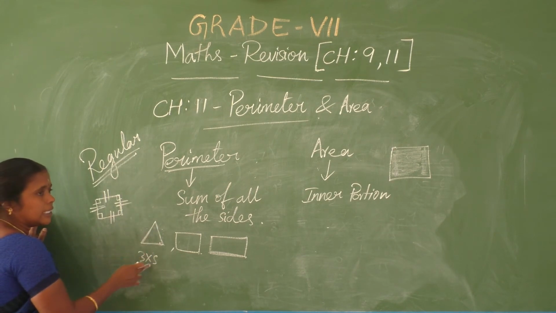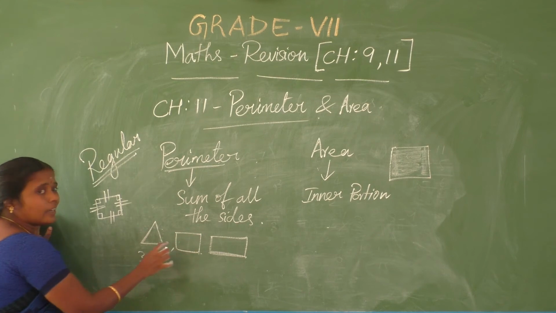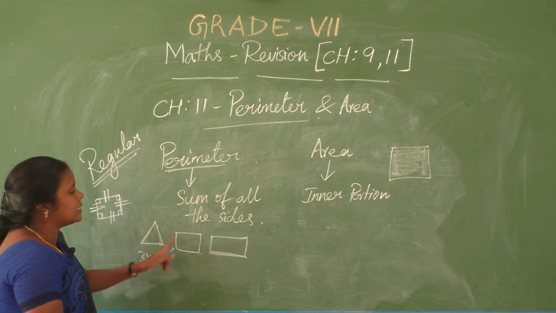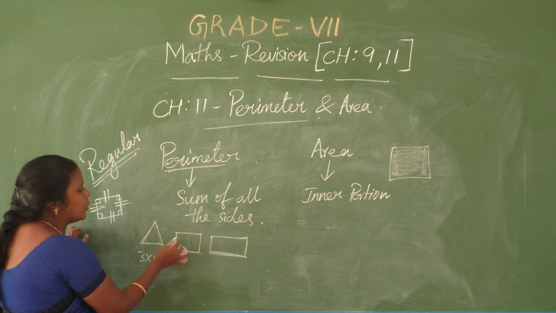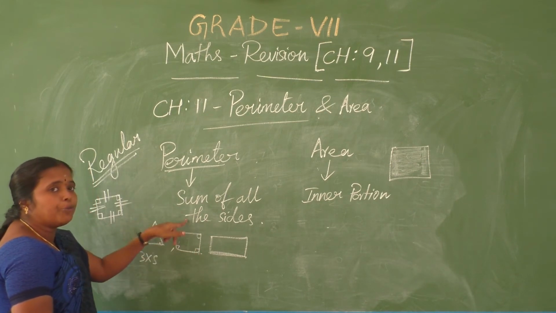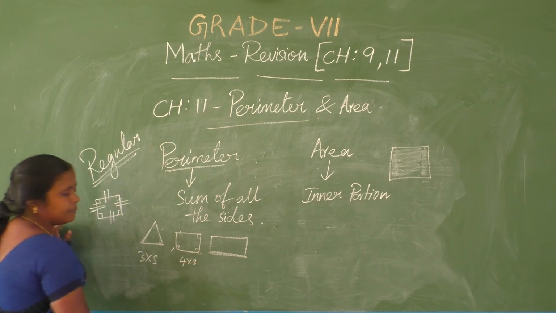Perimeter of an equilateral triangle is 3 into side. Perimeter of a regular quadrilateral: quadrilateral means a 4-sided polygon, and a regular quadrilateral means a square only. A square has all sides equal as well as all angles equal. To find its perimeter, it is 4 into side.